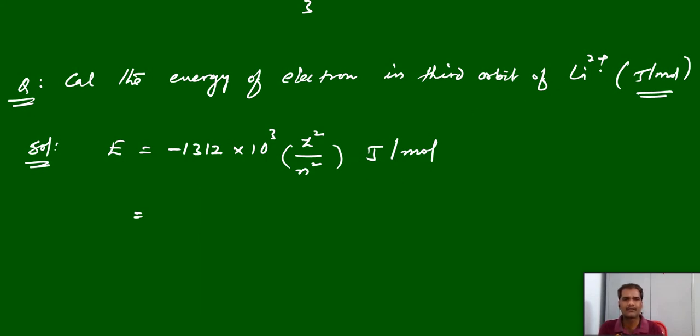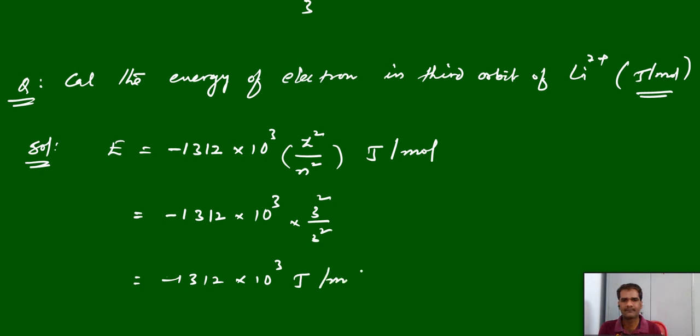Then here a lithium atom, again in the third orbit. So minus 1312 into 10 power 3 into atomic number of lithium 3 and orbit number 3. The 3 cancels out; anyhow both are squares, 3 square by 3 square. So you are left with minus 1312 into 10 power 3 joule per mole. And if they ask in kilojoules, you can take minus 1312 kilojoule per mole.